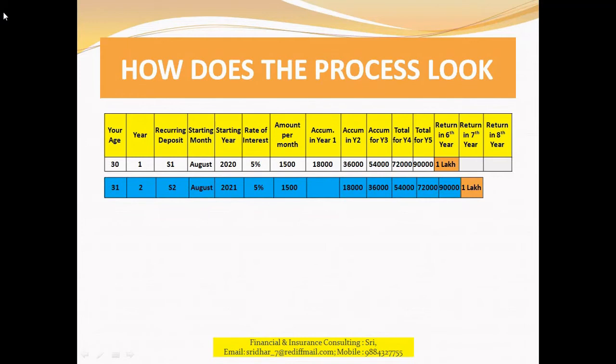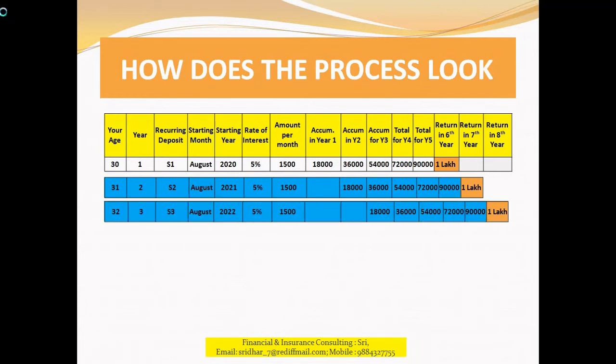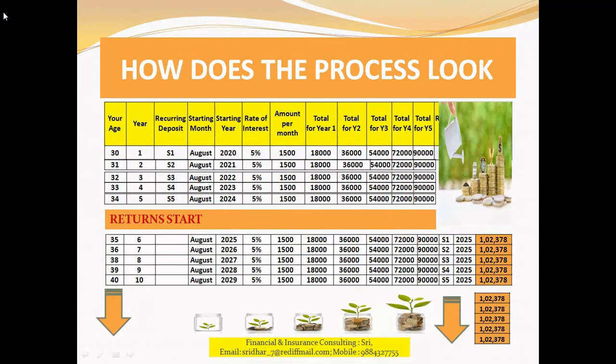Now, if you want to repeat this continuously, see the next example. In the second year, open another investment called S2 in the same month, on the same date. Okay, for another 5 years. You will get 1 lakh in the 7th year. In the third year, once again, when you are 32, open S3 in the same month, on the same date. Okay, another 1500. Then you will get 1 lakh in your 8th year. Repeat this for 5 years continuously and see the magical returns of 1 lakh from your 6th year till the 10th year.